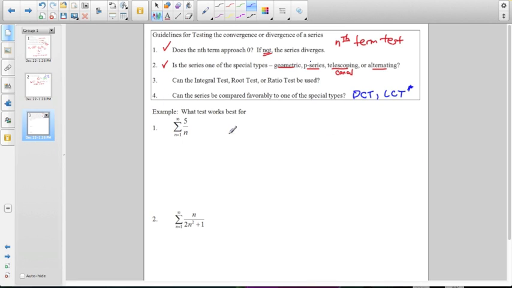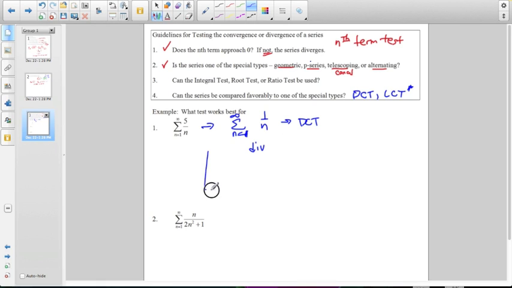So if we look at these, this one, it would be much nicer if this one just looked like 1 over n as n goes from 1 to infinity. So we're going to have to do a direct comparison test here. We know that this diverges.